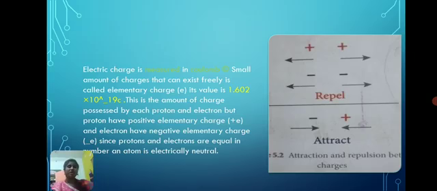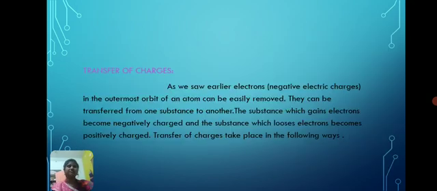The smallest amount of charge that can exist freely is called elementary charge, e. Its value is 1.602 × 10^-19 C. This is the amount of charge possessed by each proton and electron. But protons have positive elementary charge, plus e, and electrons have negative elementary charge, minus e. Since protons and electrons are equal in number, an atom is electrically neutral.